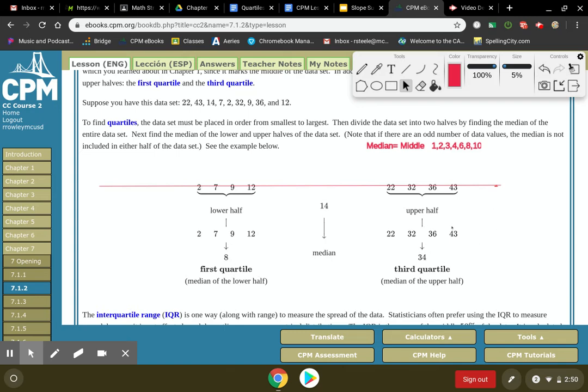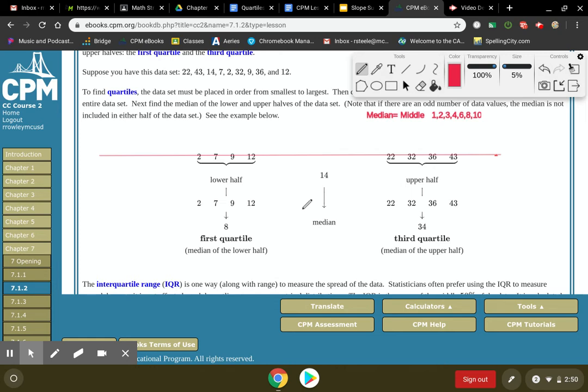Then to find the third quartile, they did the exact same thing. So they have 4 pieces of data. They found the middle 2 pieces, so it's 32 and 36. The middle of 32 and 36 is 34. Okay, so that's the third quartile. Or you can see that they say the median of the lower half to describe the first quartile and the median of the upper half to describe the third quartile. Okay, so we're literally just finding the middle of numbers. That's how we find the quartiles.